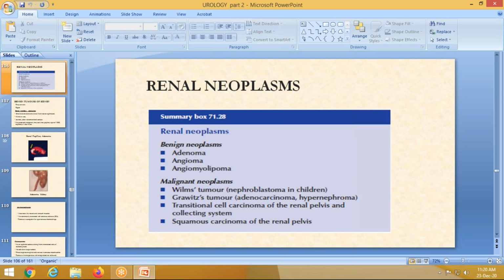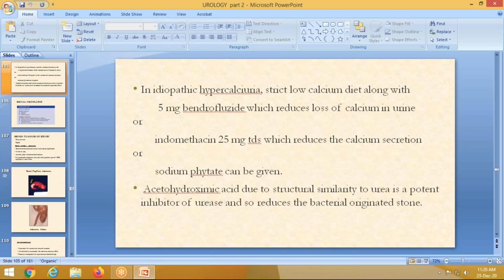So this is the chapter I have completed. You have to cover the renal calculus completely. Okay.